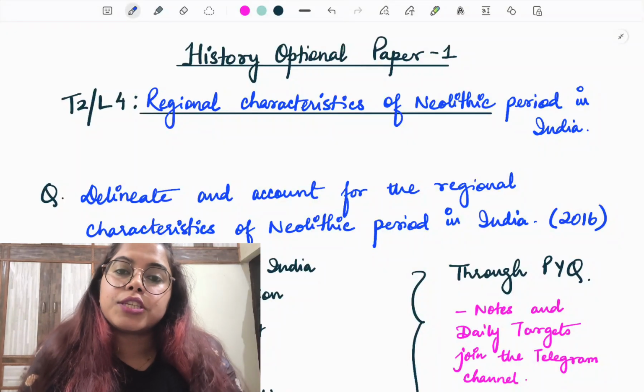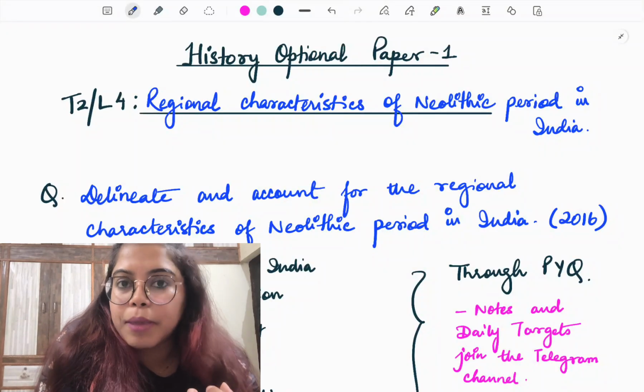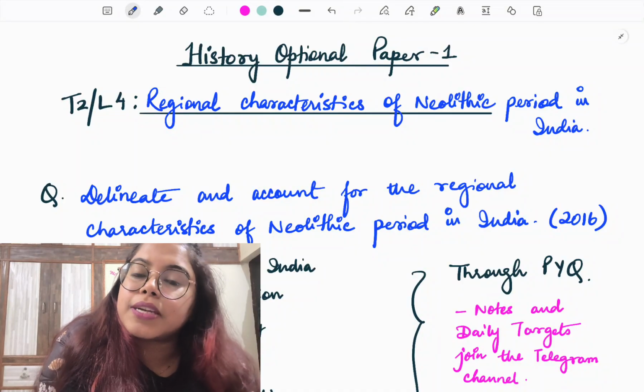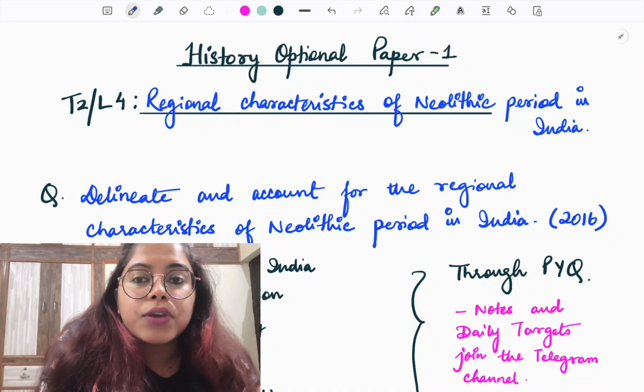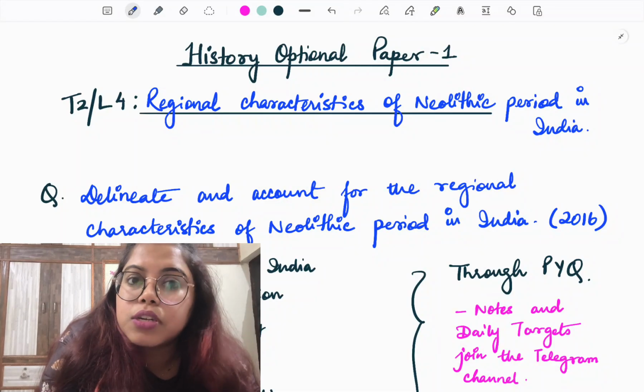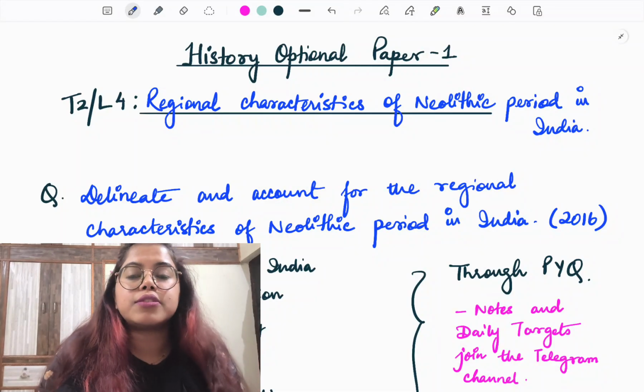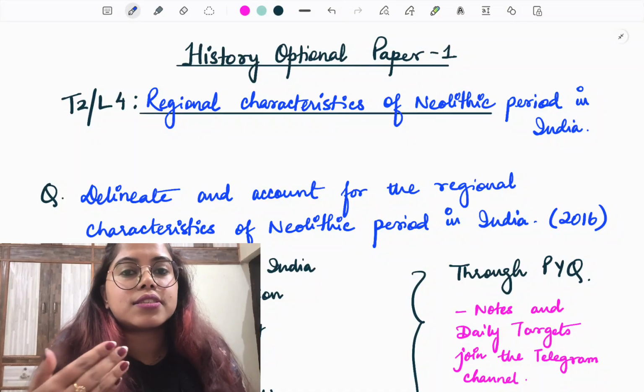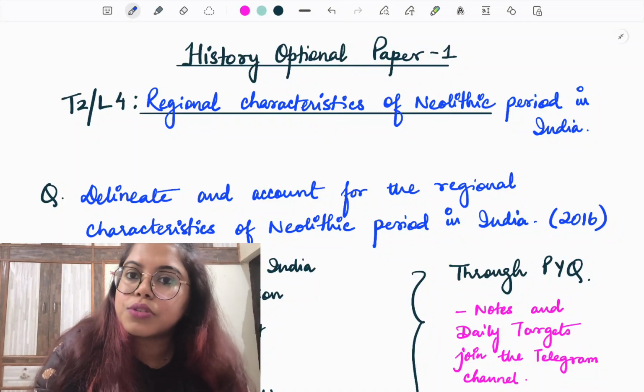Now, currently we are on a mission to complete major chunks of paper 1 through PYQs by the first week of February. The way we are covering it is through PYQs because it not only gives you an idea about the contents of the topic, but it also tells you about what kind of questions come from the topic and how to approach those questions.